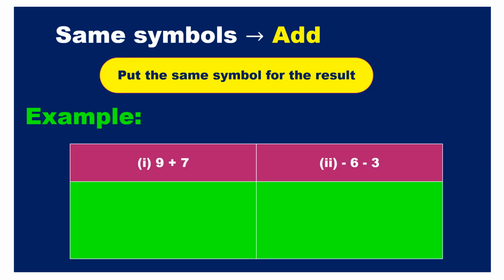So 9 plus 7. Here I gave 9 plus 7. And here one more example I gave, minus 6 minus 3. So let me solve this. See here, if you observe carefully, this 9 and this 7 both have the same symbol.